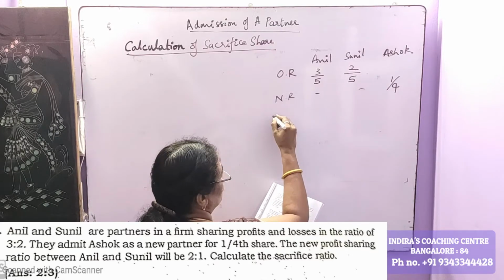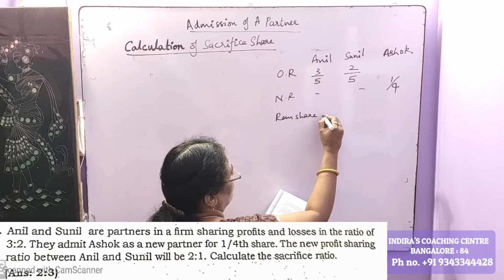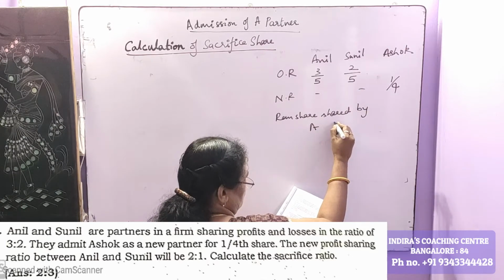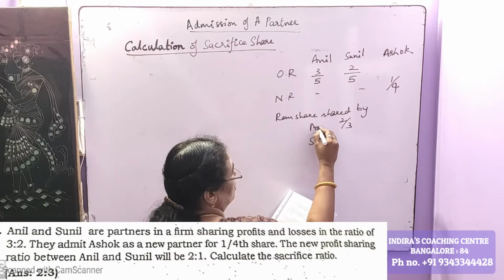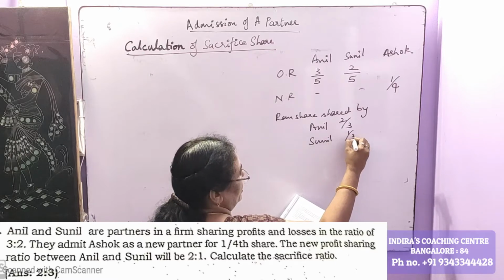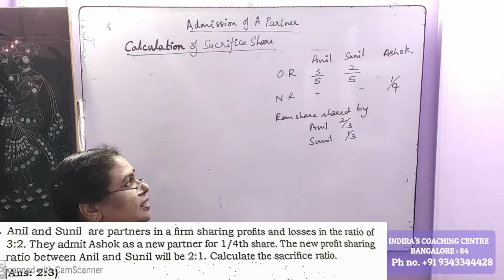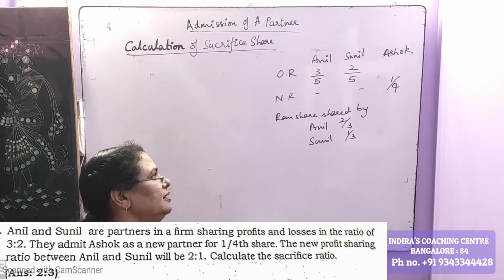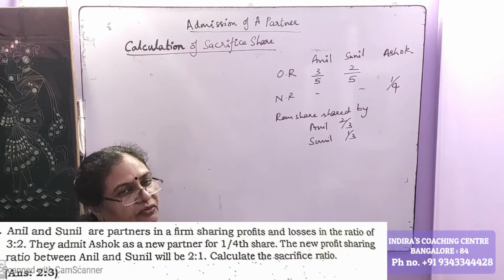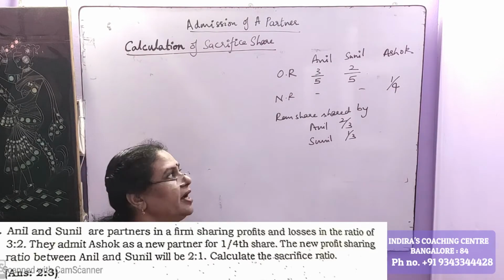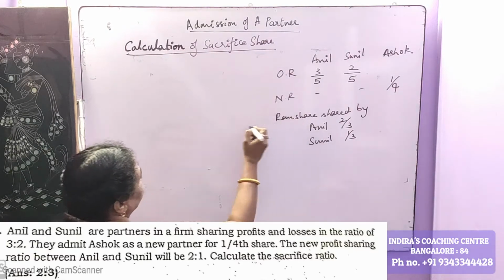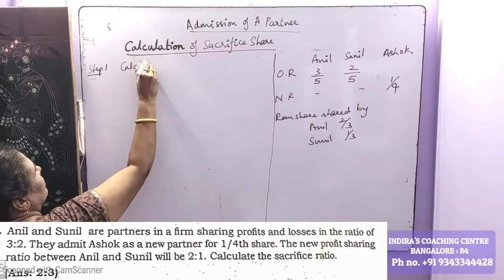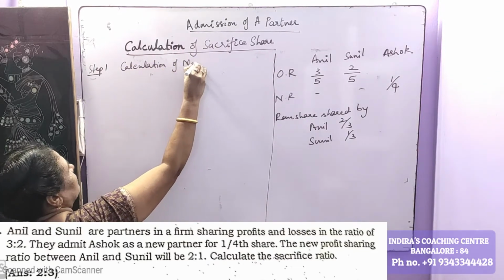Okay. So this is the remaining share, shared by Anil, 2 by 3, and Sunil, 1 by 3. So in these cases we have to first find out the new profit sharing ratio and then deduct it from the old ratio to get the sacrifice ratio. So here there are two steps as to how we calculate. This is the remaining. Step 1, calculation of new ratio.